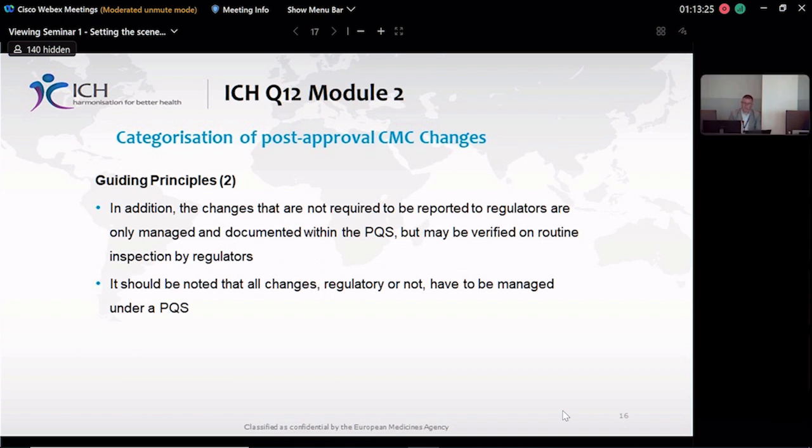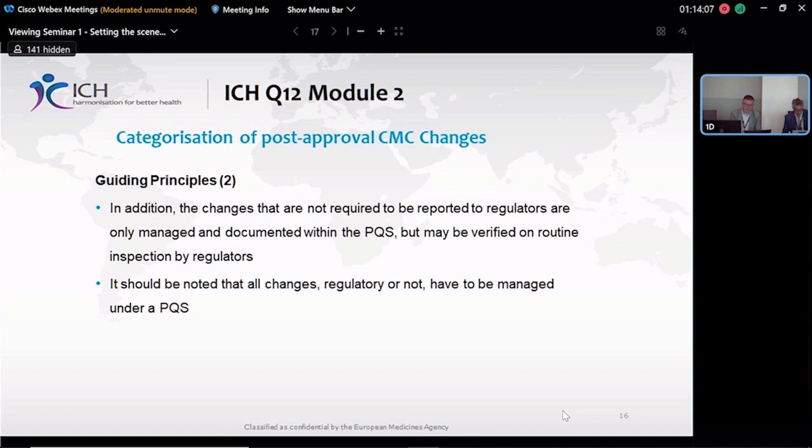That's not to say that changes that don't require variations don't require any action. The responsibility is squarely on the manufacturers and the MA holders to manage and record all changes within their quality system. So anytime a manufacturer changes something, an input material, a supplier, a manufacturing process, this needs to be captured within their quality system and may be verified on routine inspection. A subset of those changes require to be communicated to the regulator as variations.